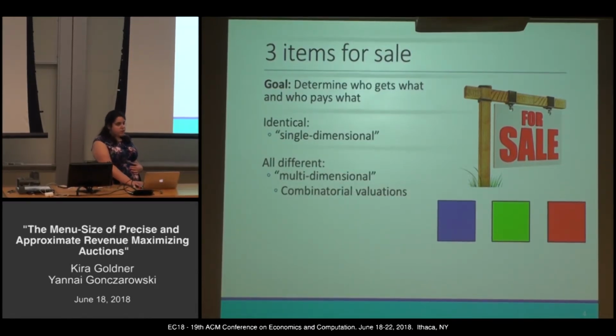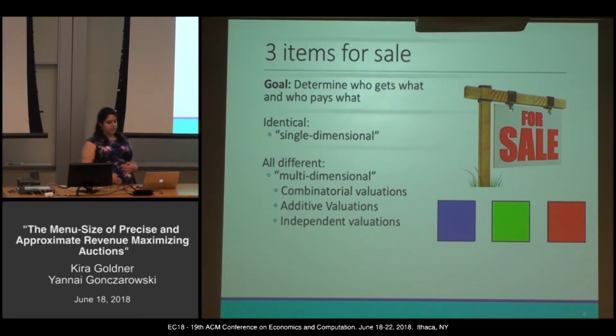He talked about the largest class being combinatorial valuations, and then he zoomed in on additive valuations, and then he zoomed in on independent valuations, and talked about what's happening in each of these classes. And what I'm going to talk about is something in between. Something that's more structured than these multidimensional settings, but is not single dimensional.